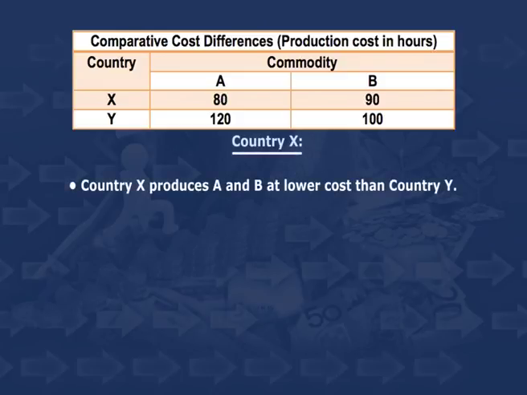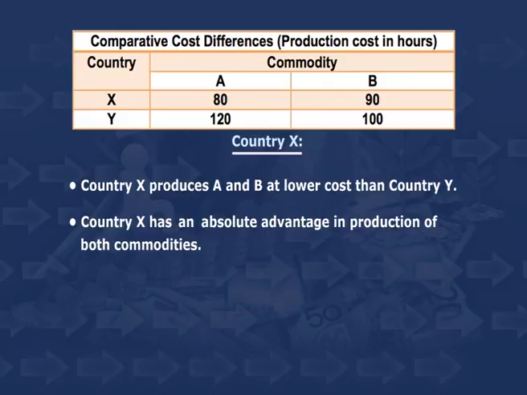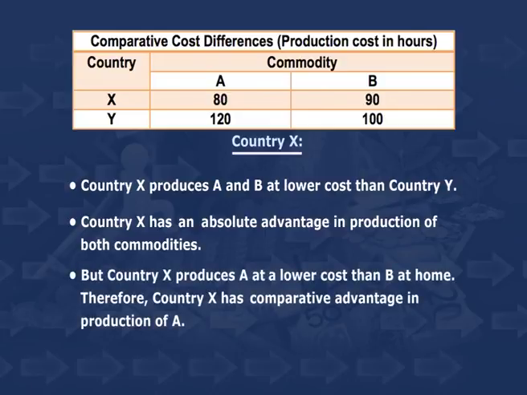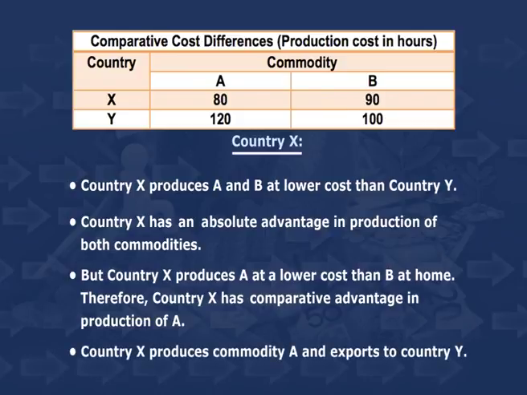Country X produces A and B at lower cost than country Y. Country X has an absolute advantage in production of both the commodities, but country X produces A at a lower cost than B at home. Therefore, country X has comparative advantage in production of commodity A. Country X produces commodity A and exports to country Y.